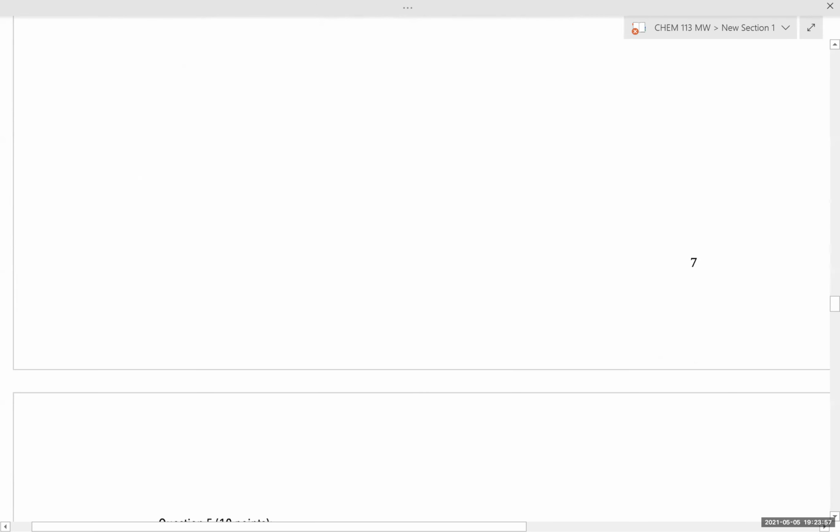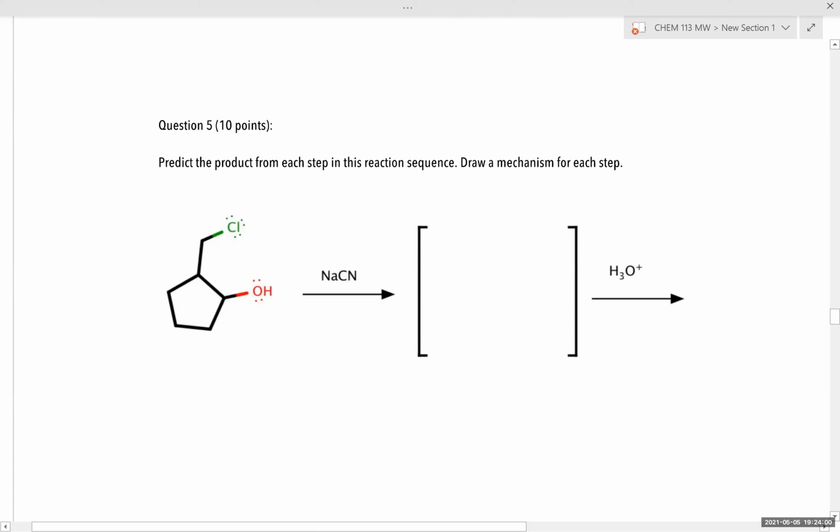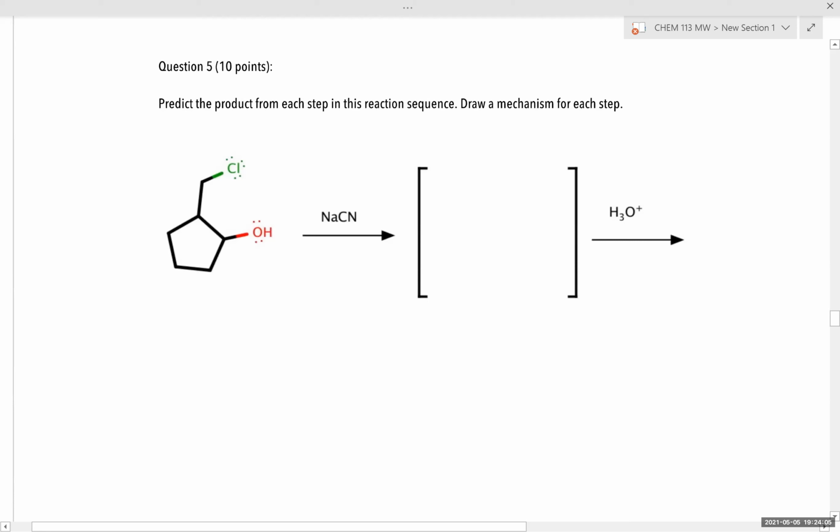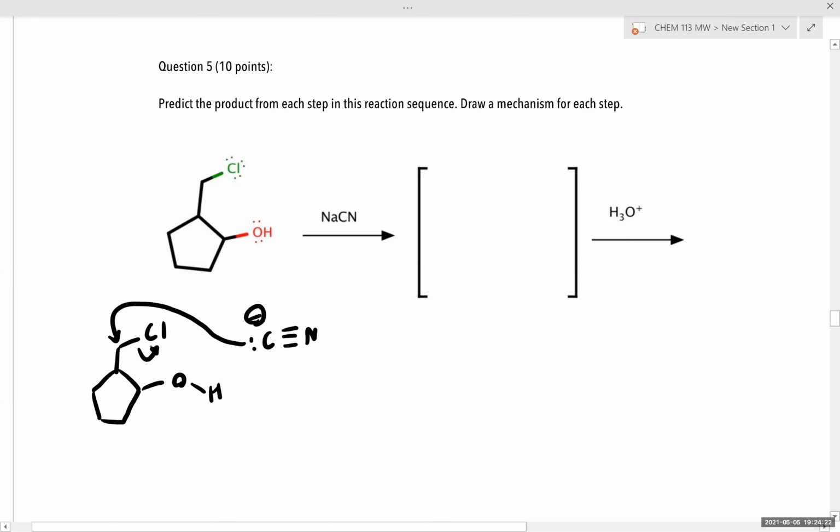Okay, let's keep going then. In this case, we're asked to predict the product from each step in the reaction sequence and draw a mechanism. In this case, we have an alkyl halide reacting with a nucleophile, in this case, cyanide. So our nucleophile will attack and displace our primary alkyl halide via a textbook SN2 reaction. And that gives us the corresponding nitrile.